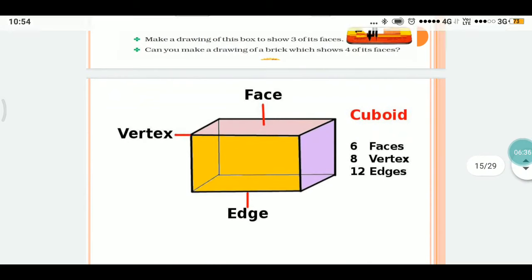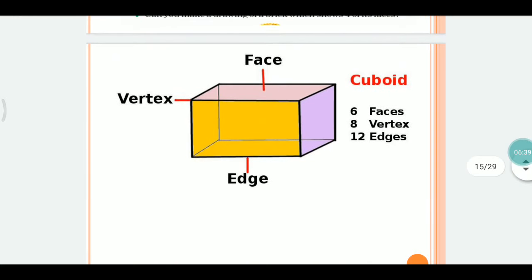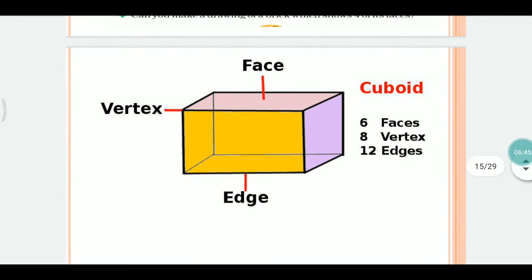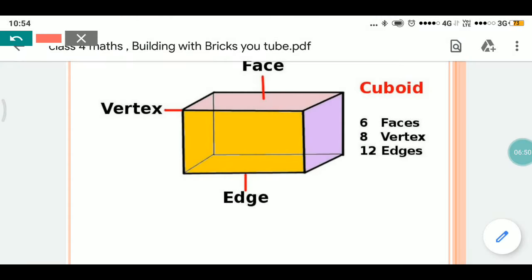Students, look at page number 14. There is a picture in which the faces of a brick are seen. On the top side, one face, and on the bottom, also one face. Front and back side also one face each. Both sides, another 2 faces. Front, back, side, top, bottom. When we count them, we find that there are 6 faces on a brick. Also, a brick is an example of a cuboid.